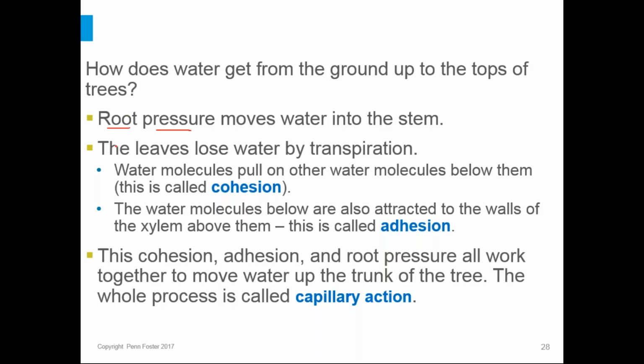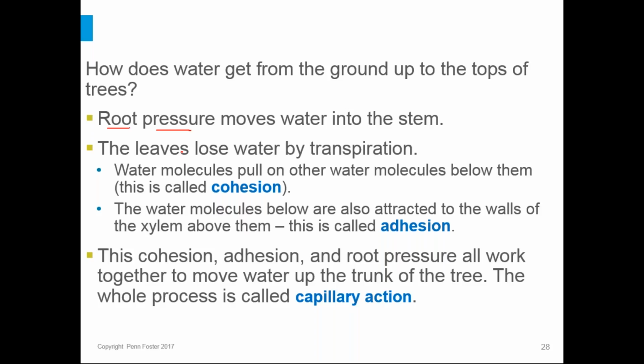Then also, the leaves are losing water by transpiration. So as the water molecules move out of the leaves, they're actually pulling on the water molecules below them. So this is something that you probably learned about way earlier in the biology book. The hydrogen bonds in the water molecules attract water molecules to each other, and this is called cohesion. So the water vapor is leaving, it's pulling water molecules behind it, and those are pulling on the ones under them, and they're pulling on the ones under them, and it's kind of a chain reaction all the way down the vascular tissue.